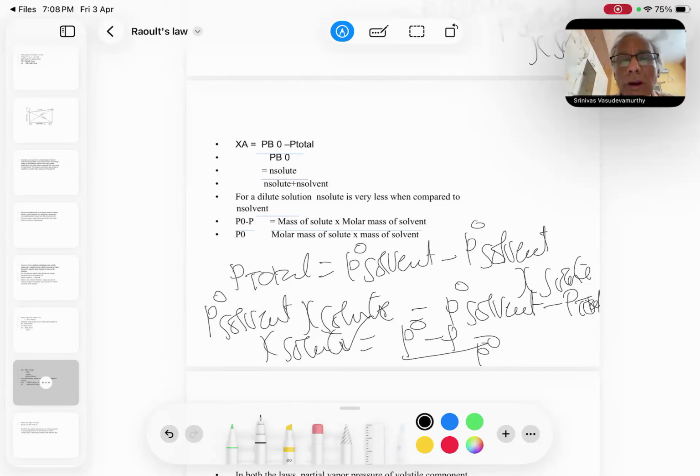For a dilute solution, N solute is very small when compared to N solvent. So the denominator, N solute plus N solvent, can be taken as N solvent here.